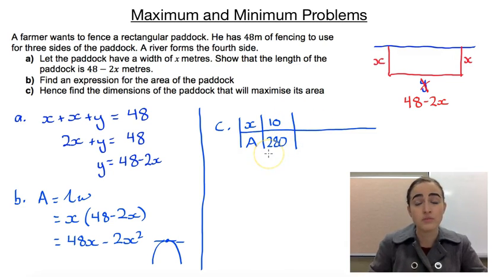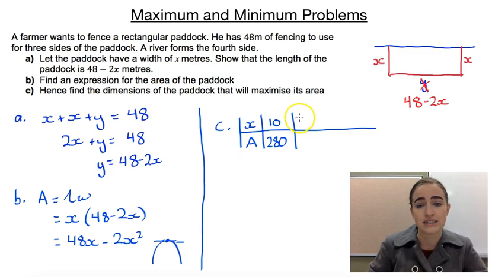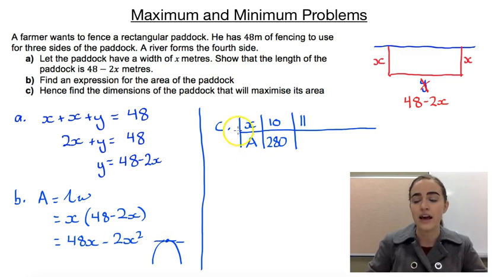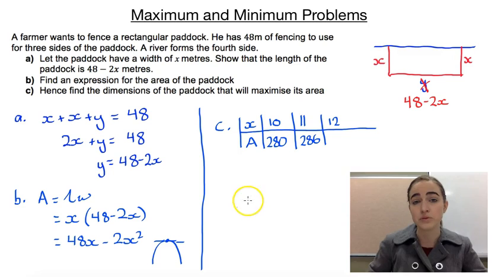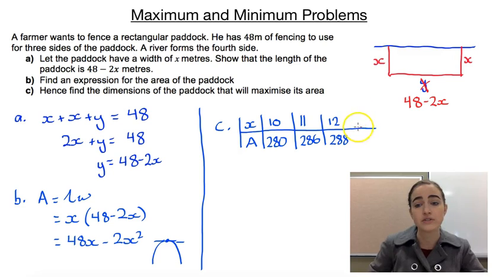So 280 looks pretty good, but we don't know whether that's a maximum or not. So let's test something else. Let's test if that was 11 metres wide. Again, we sub that 11 into the x in this equation. So we're going to have 48 times 11 minus 2 times 11 squared, and we'd end up with 286. So that means we're moving in the right direction because our numbers are getting bigger. Let's keep going and see how big they get. If we have 12 metres, we substitute that in. So 48 times 12 minus 2 times 12 squared would give us 288. So again, we're still getting bigger.